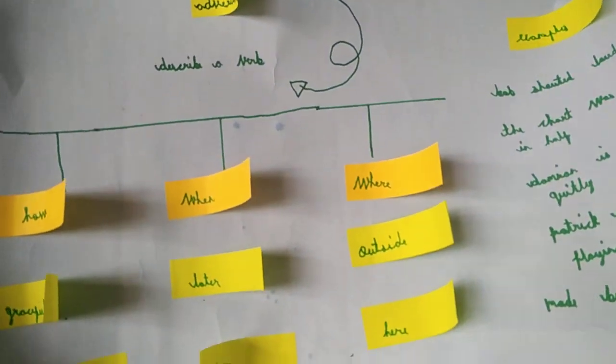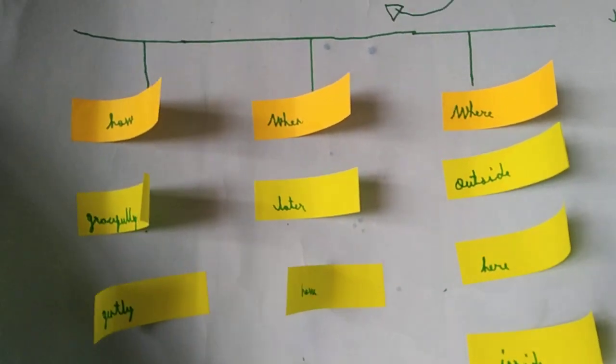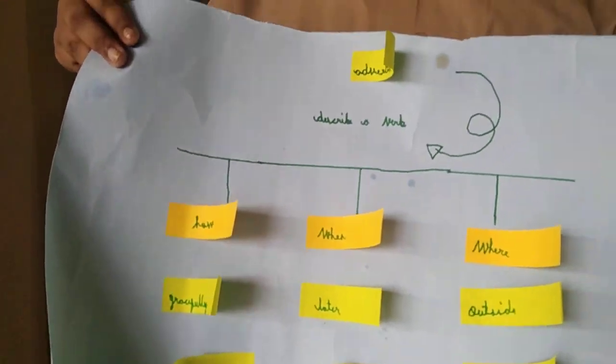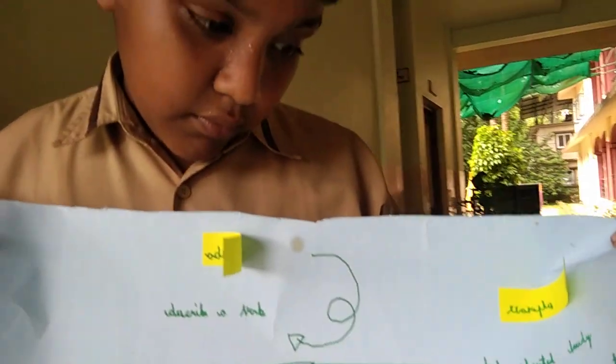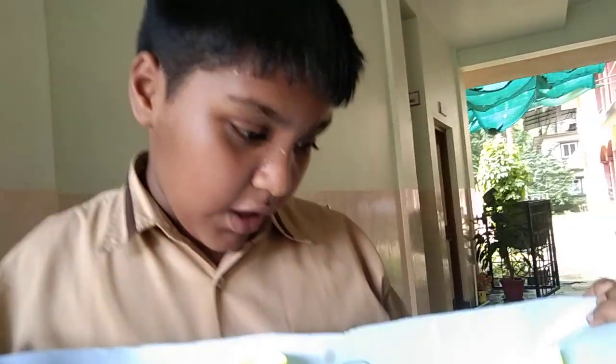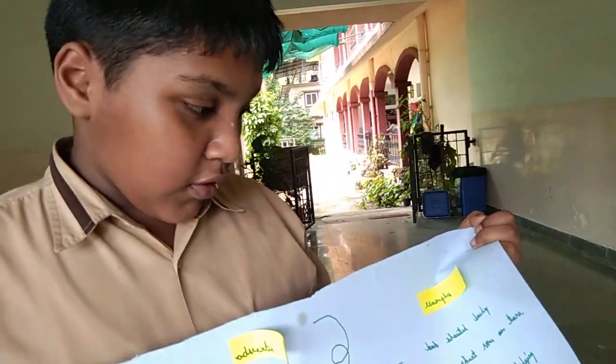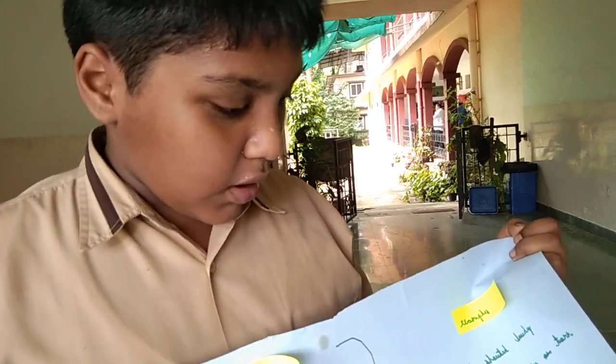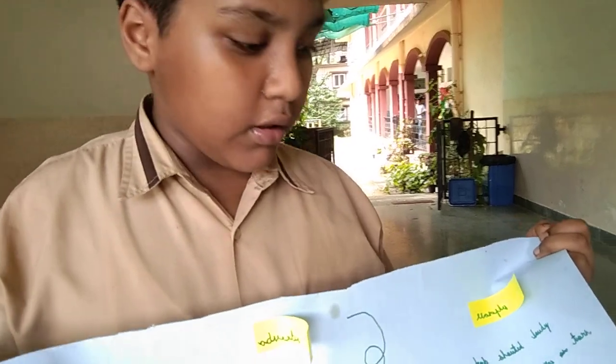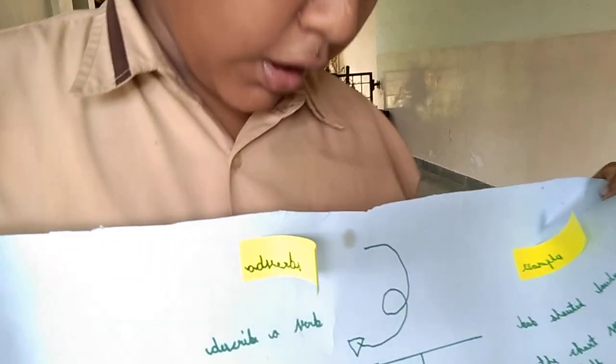Raymond is studying poetry. Studying is a verb. Poetry is how he describes how he was studying. Patrick and Bob are laughing loudly. Laughing is a verb and loudly describes how they are laughing.